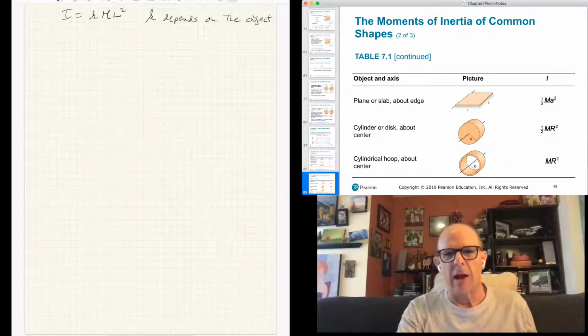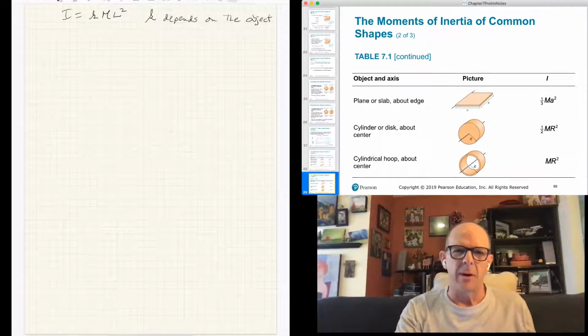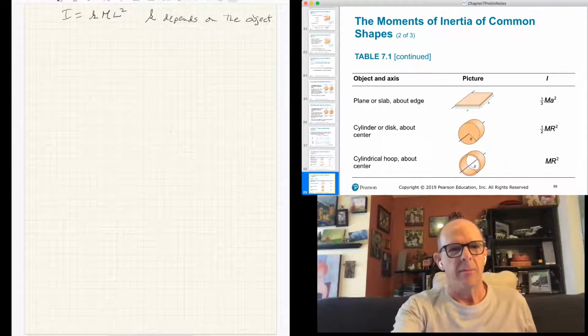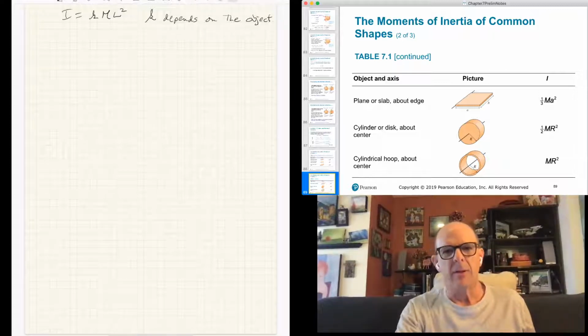If we were in class, we would do a fun demonstration where I roll a cylinder or a hoop down a ramp, and you would see that they roll differently. I'll see if I can find a video to link for you guys for that. But here in this table 7.1, you can see that if I have a solid cylinder, the moment of inertia is 1/2 mr squared.